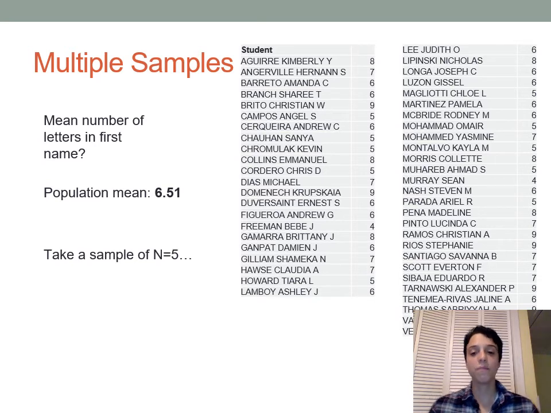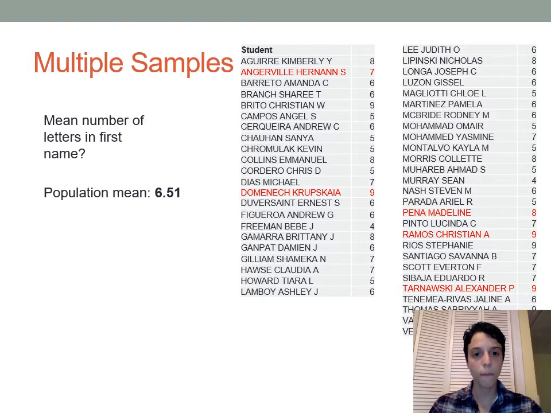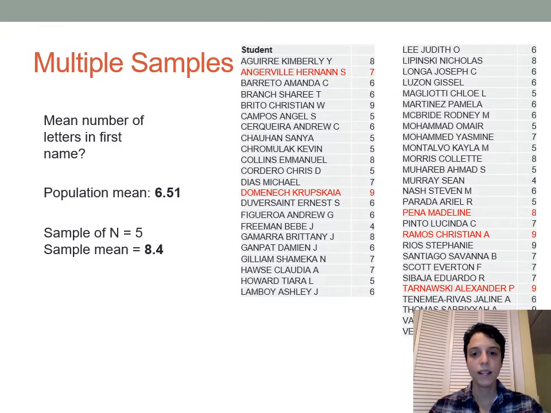So we have this population here where we have the population as our class, and the variable that we're interested in is this number of letters in a first name. Now we're going to see what happens when we take a sample. Here we're going to take a sample of 5 names out of the 49 people in this class. On this slide, I have highlighted 5 names that came up when I took this sample. The mean number of letters in these 5 people's names was 8.4.